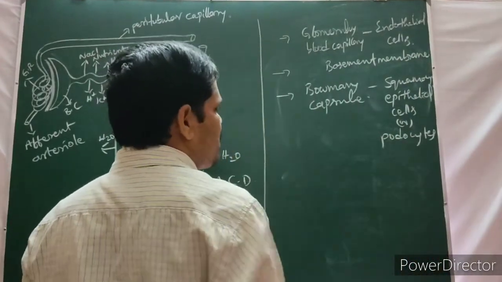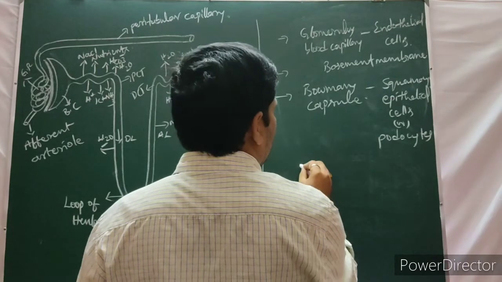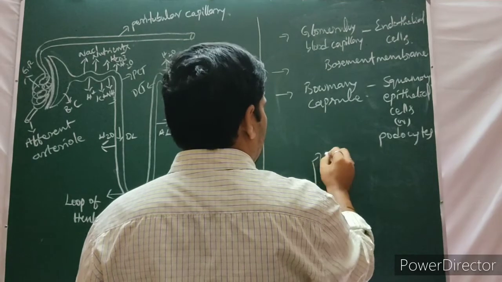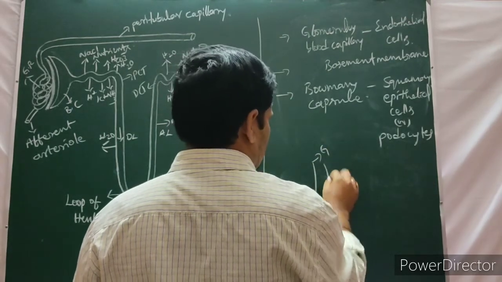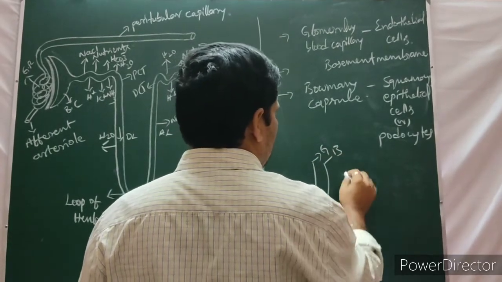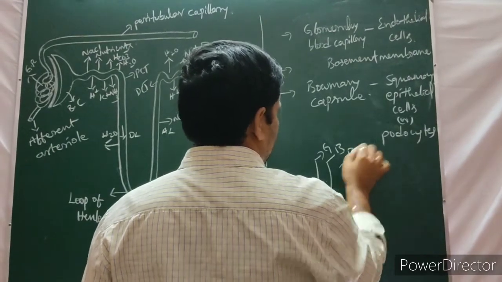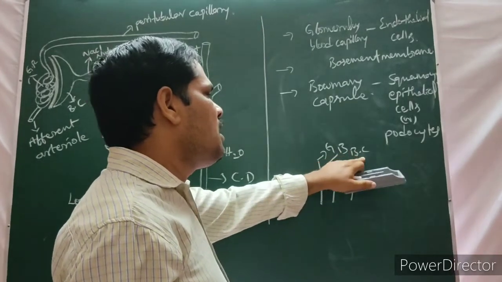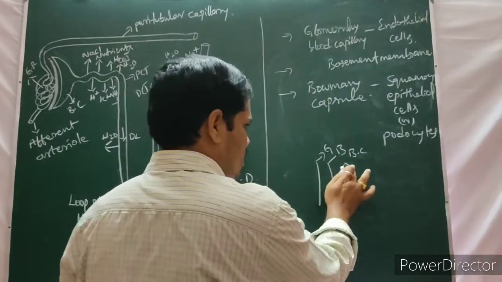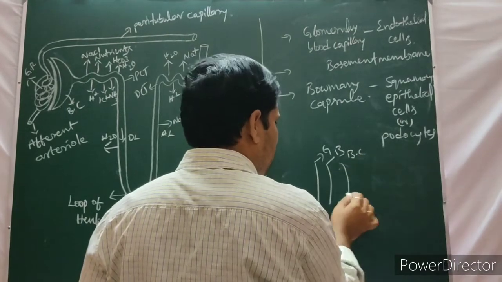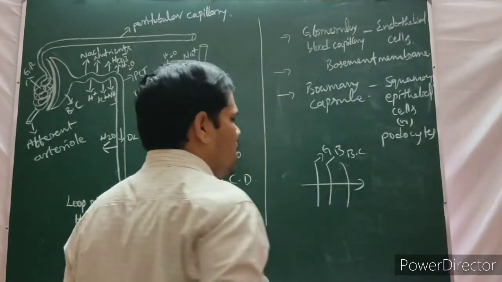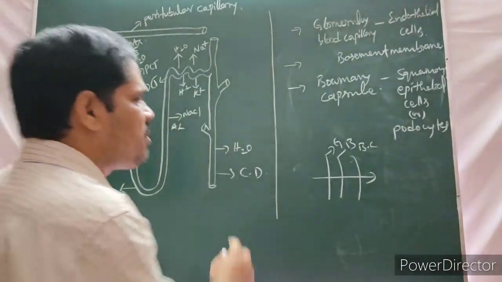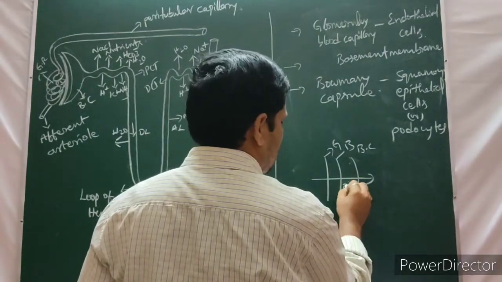Through these 3 membranes, filtration is done. The first is the glomerulus, the second is the basement membrane, and the third is the Bowman's capsule. Glomerulus has endothelial cells, then the basement membrane, and the Bowman's capsule has the podocytes. Through these 3 membranes, blood is filtered.